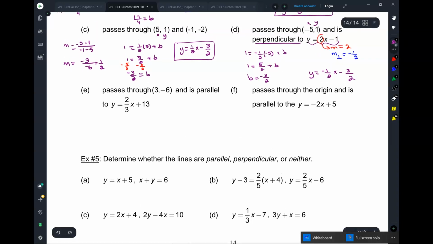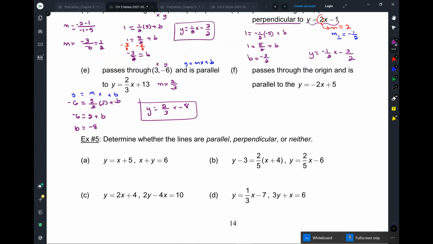Passes through (3, negative 6). So how do I label that? x and y. And is parallel to 2/3 x plus 13. If it's parallel, it's the same slope, yes? So what slope am I going to use? m equals 2/3. All right, so I'm going to give you another 2 minutes to do this one. On your mark, get set, and go. I'll pause for 2 minutes. So since the 3's canceled here, I ended up with 2 plus b, and b is equal to negative 8.